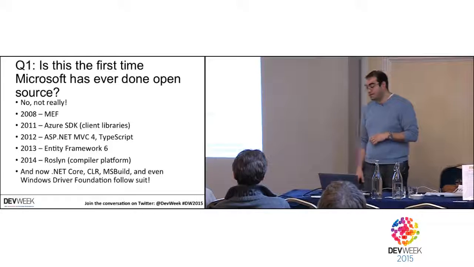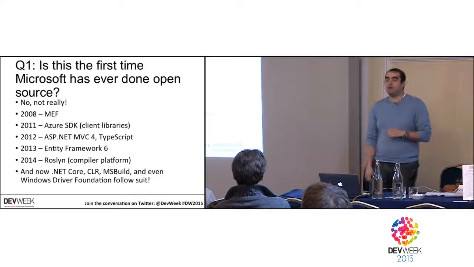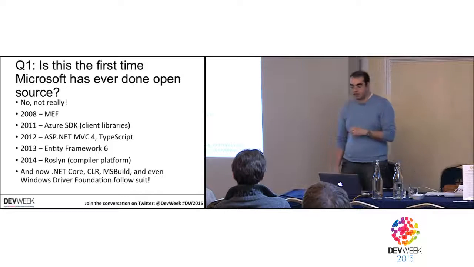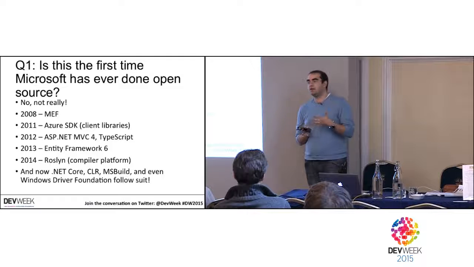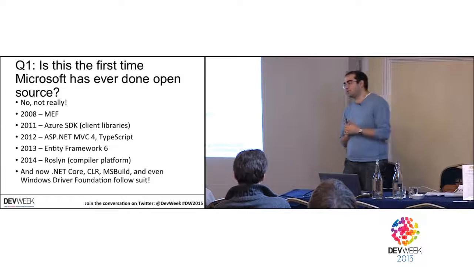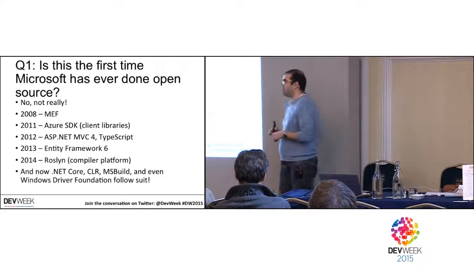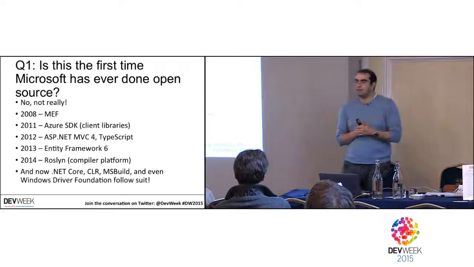Entity Framework 6 is open source. MEF, Managed Extensibility Framework, is open source for a few years now. The Azure SDK client libraries in C#, Python, and JavaScript are all open source on GitHub for a while. The Roslyn compiler platform and the C# and VB compilers are open source for a few months now. Used to be on Codeplex, they are now on GitHub.